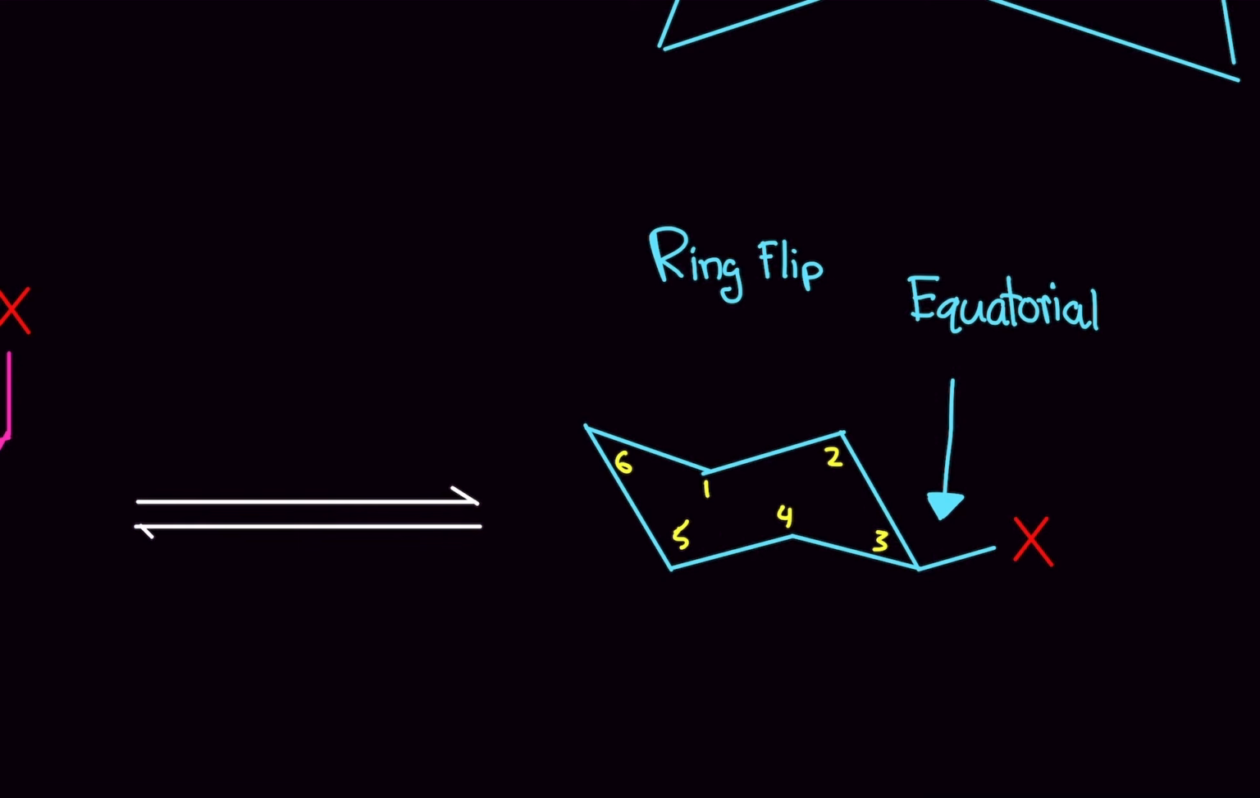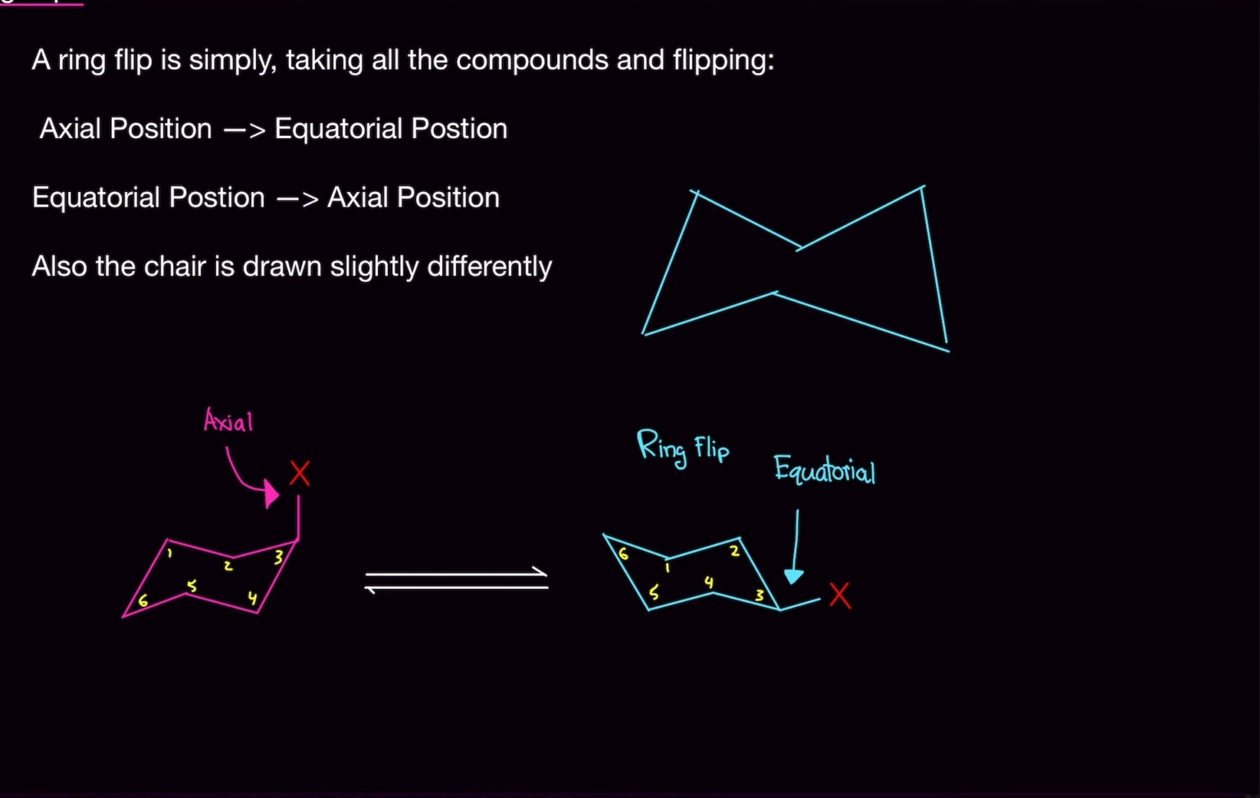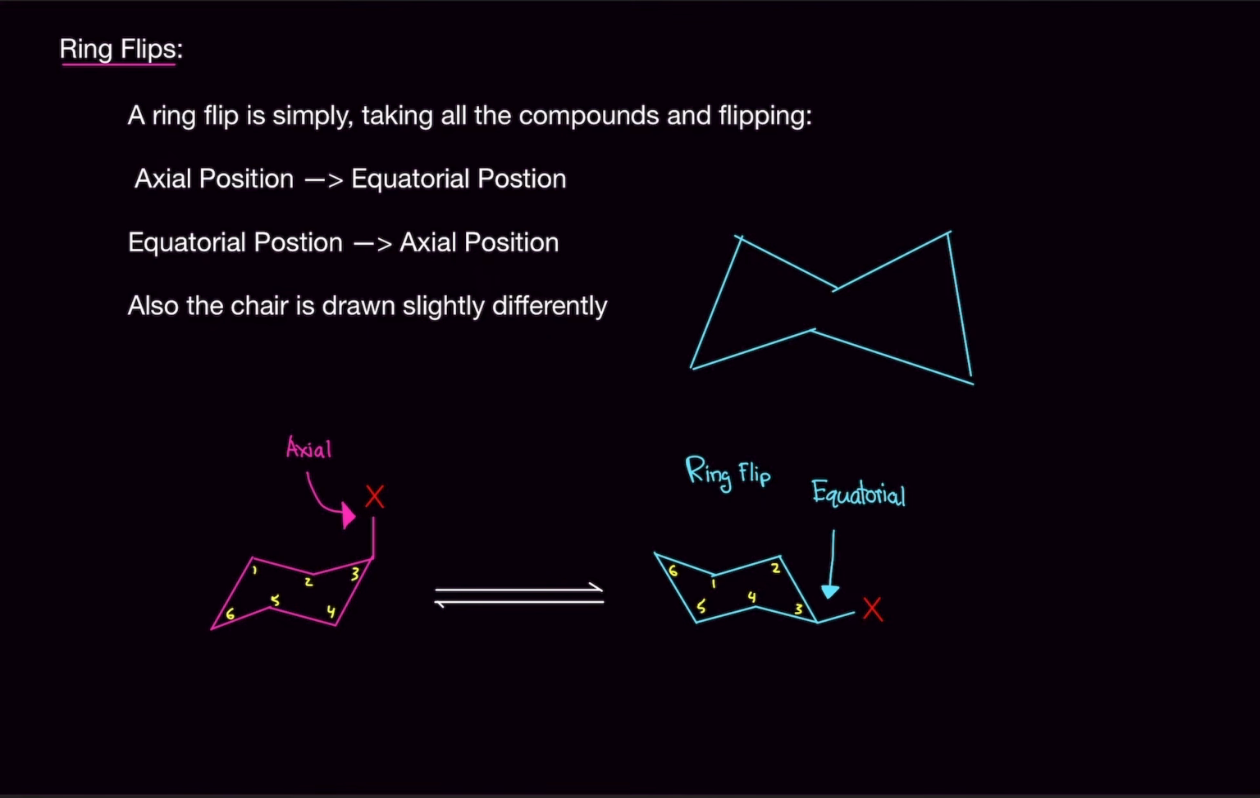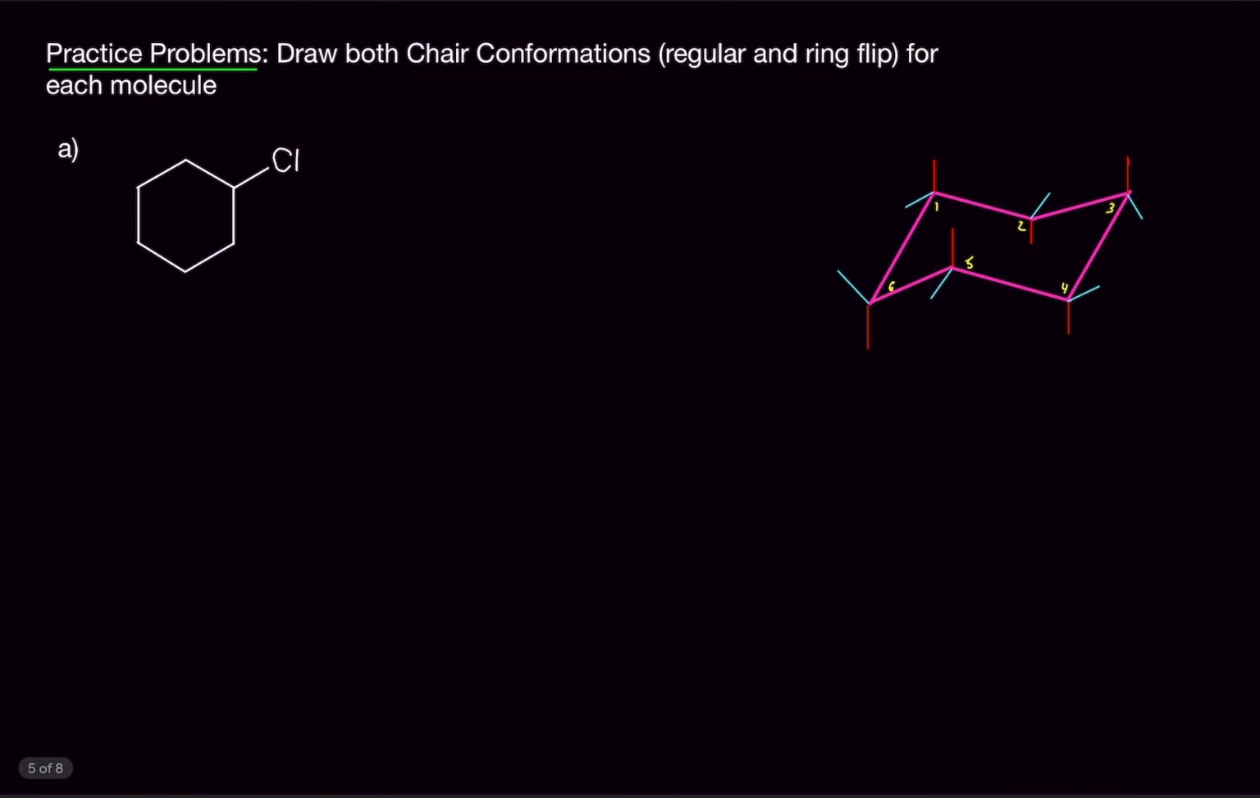So now it starts, here's 1, 2, 3, 4, 5, 6, okay? Now notice the molecule is still on carbon 3, right? So here's the substituent on carbon 3 here and carbon 3 here. But what's different is this is an axial position, and since when you do the ring flip, axial positions become equatorial positions, this is an equatorial position. And I know you're probably still lost. So let's do some practice problems here.